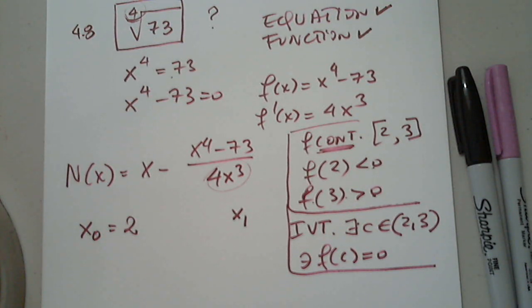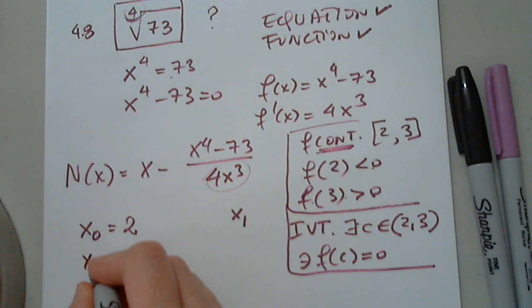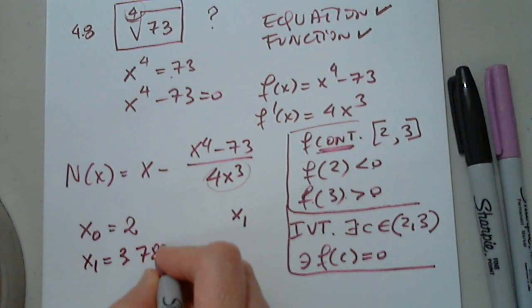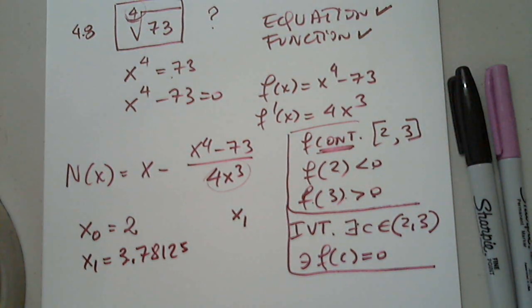And then start the whole process, which is click, click, click, basically. Okay? We go to y1, we click, we call y1. I want to start with 2. And then I get our first answer, 3.78125.